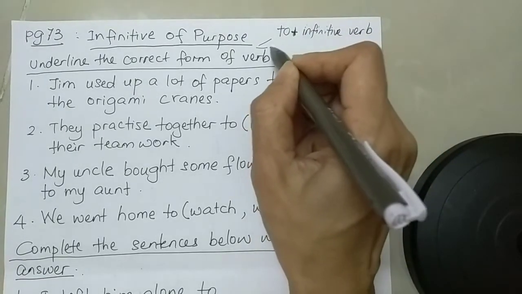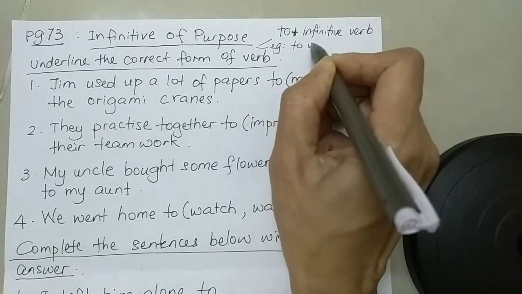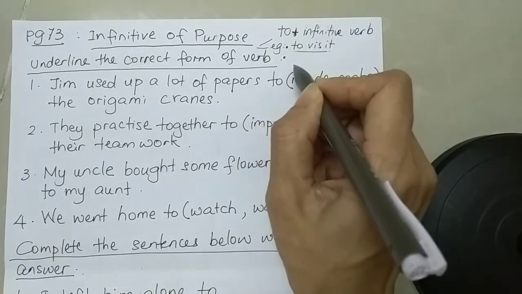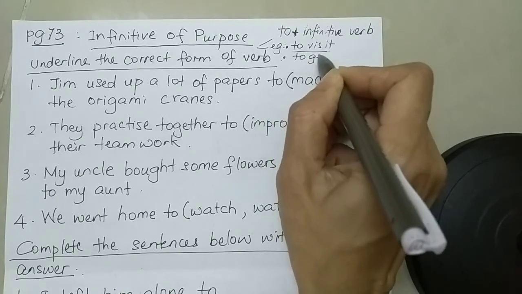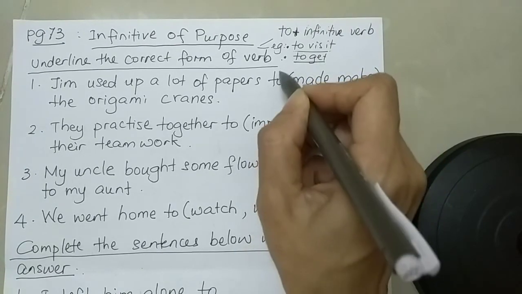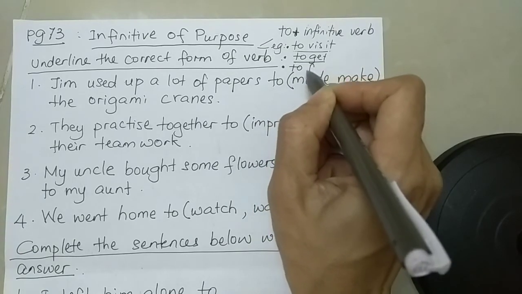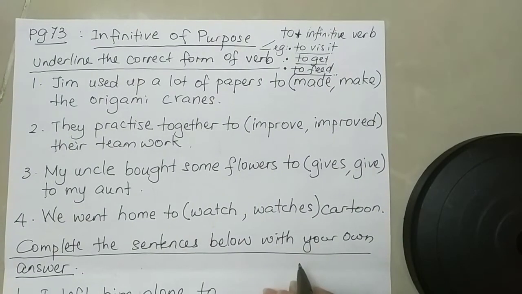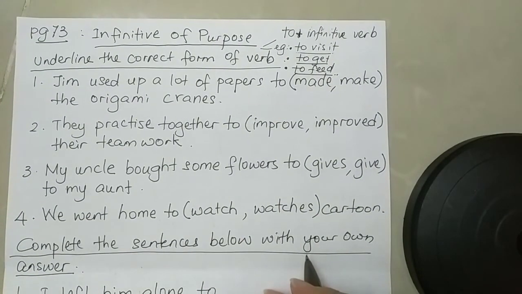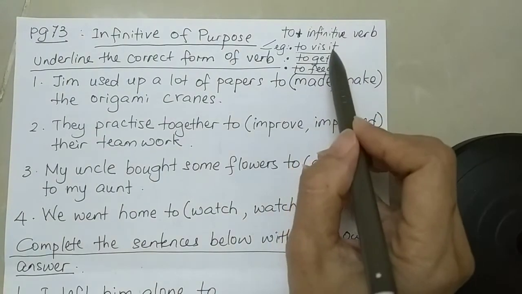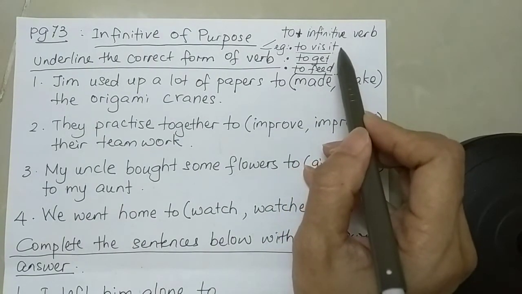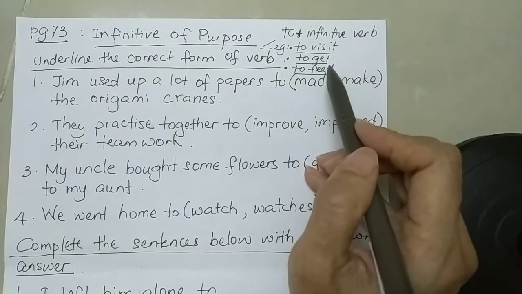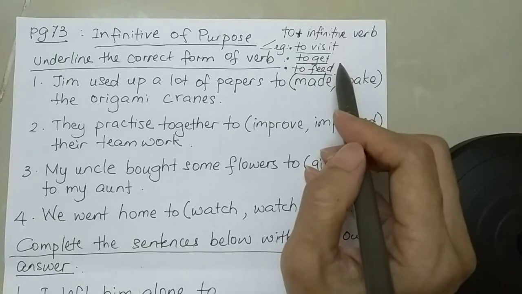Okay, so for example, to visit, or maybe to get, or to feed. So the examples here shall give you some ideas of what it means by infinitive verb. Normally with an infinitive verb, you don't add any extras over it, for example like ing, or past tense, or ed, things like that.